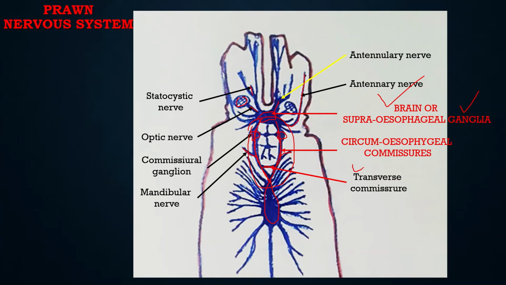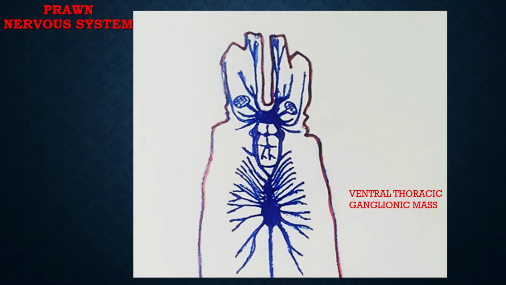This was about the second part of the nervous system of the prawn. The third part is called the ventral thoracic ganglionic mass. This is the large mass which is found in the cephalothorax region towards the ventral side.